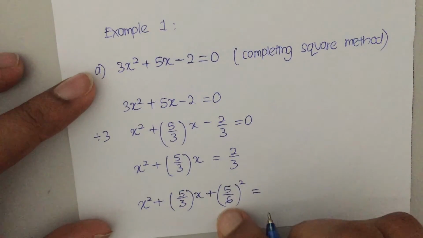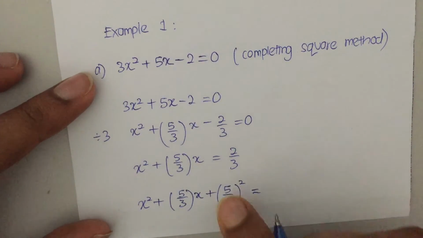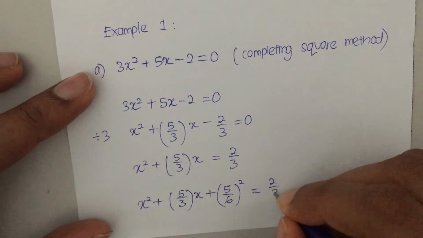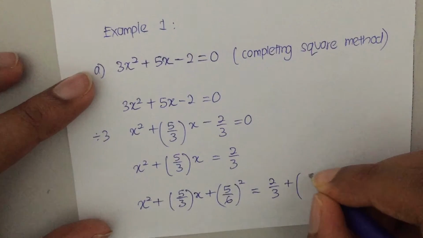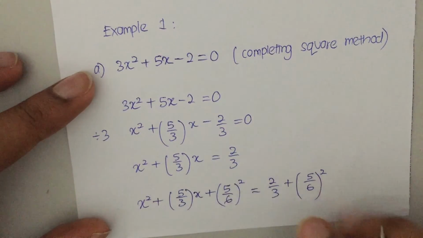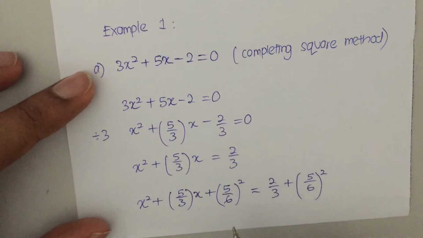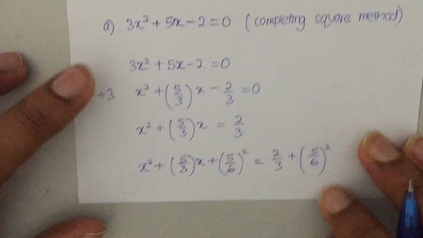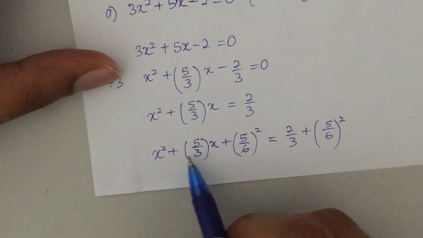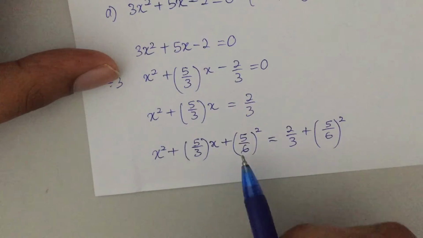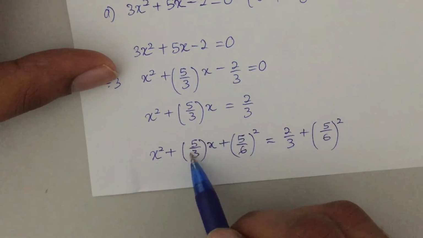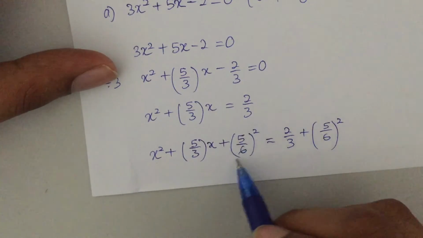In order to balance the equation, the left hand side square must be on the right hand side as well. So from here, 2 over 3 plus, in the bracket, 5 over 6 squared. This is the main reason why it is called the completing the square method. For the next step, these 3 expressions, as you can see, form a quadratic equation by itself, which in this case is x squared plus 5 over 3 x plus 5 over 6 squared.